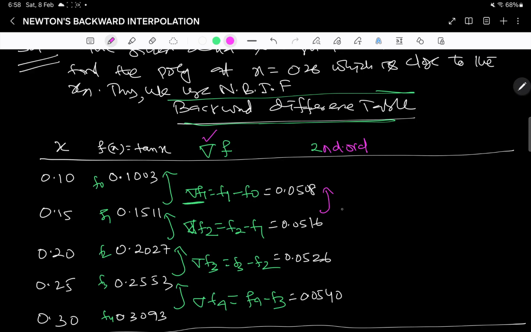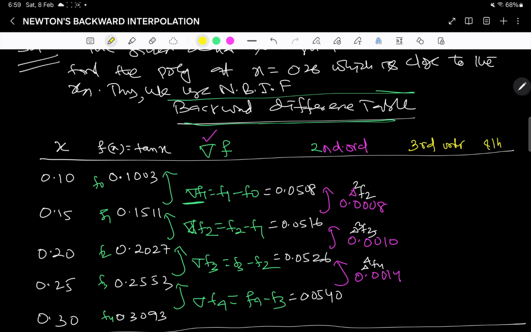So this difference here is 0.0008, and this difference here is 0.0010, and this difference here is 0.0014. Okay, then I find actually this will be my del square f2, is it not? It will be simply my del square f2. So next I have my third order and my fourth order.